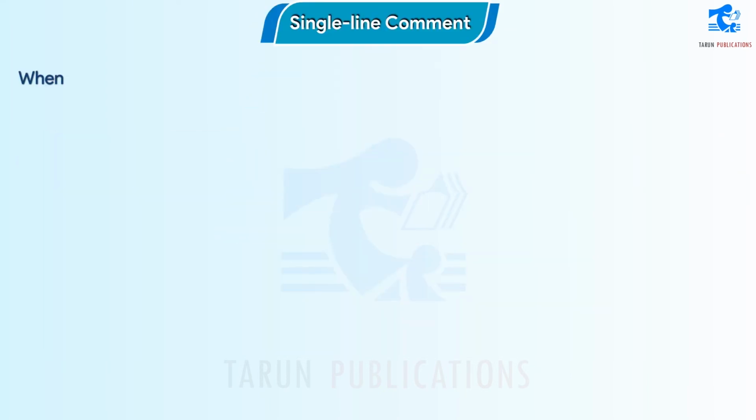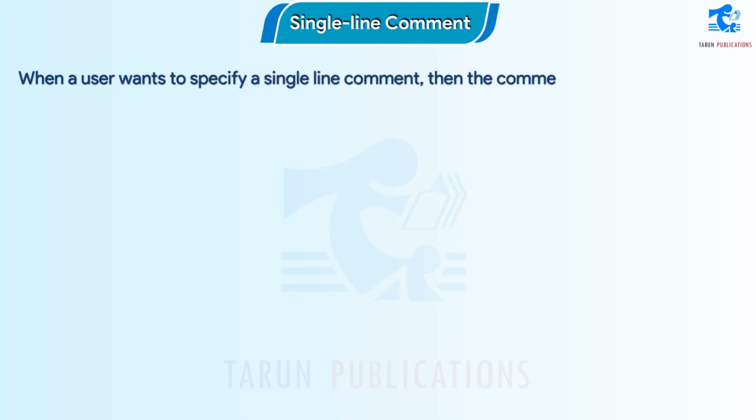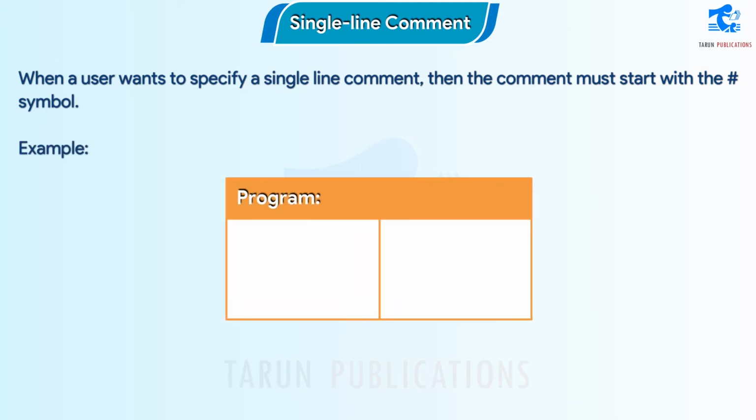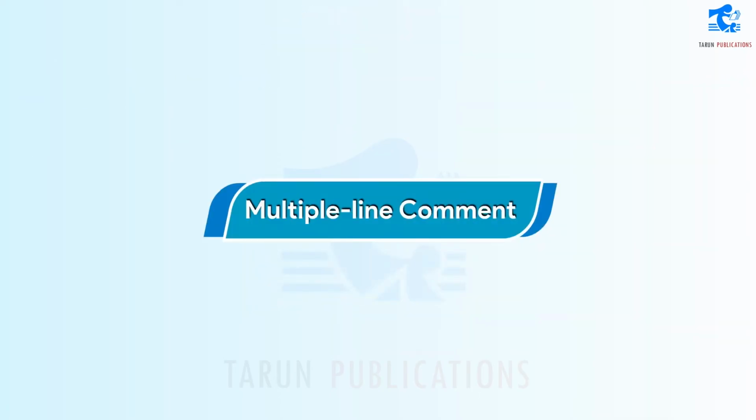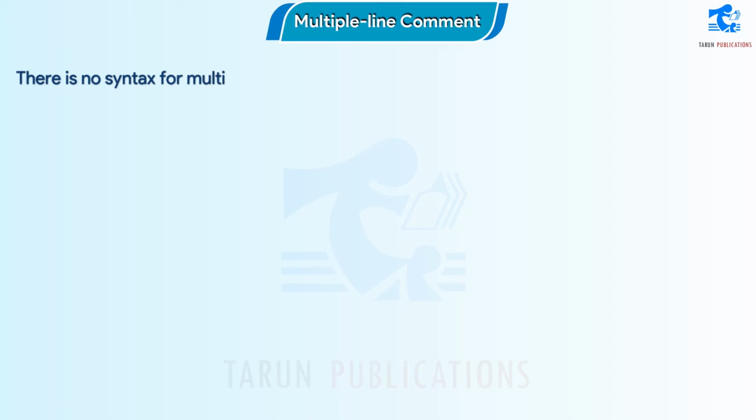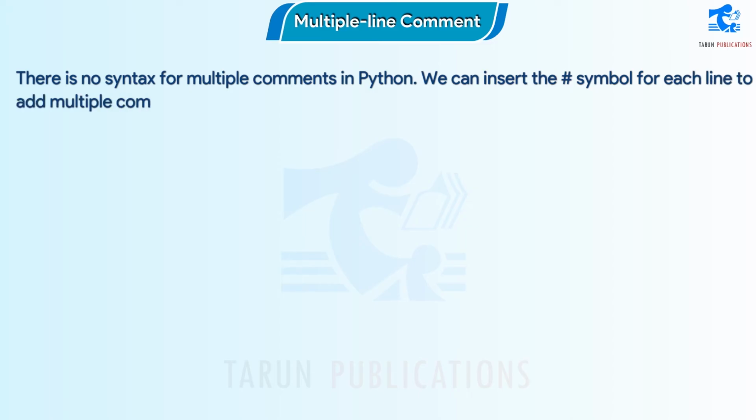Single-line comment. When a user wants to specify a single-line comment, the comment must start with the hash symbol. Example: # printing a string, print("hello"), output: hello. Multiple comments: there is no syntax for multiple-line comments in Python. We can insert the hash symbol for each line to add multiple comments.